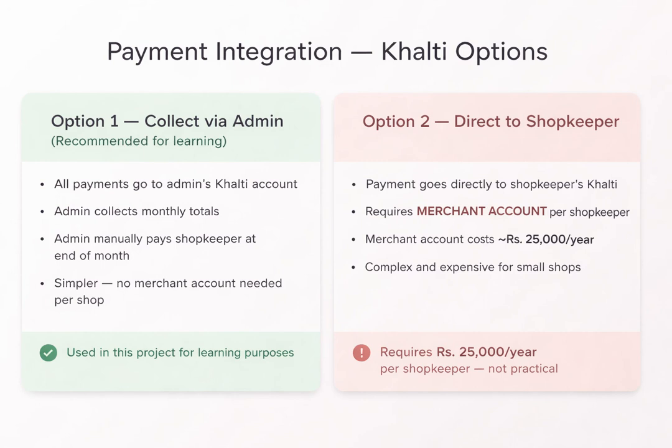Option 2, payments go directly to each shopkeeper's Culti account at the time of purchase. This sounds cleaner, but there's a major problem. For a normal person to receive payments via Culti, they need a merchant account. And setting up a merchant account costs around 25,000 rupees per year. If you have 10 shopkeepers, that's 250,000 rupees just in merchant account fees, which is completely impractical. So for this project, we go with option 1, payments to the admin.